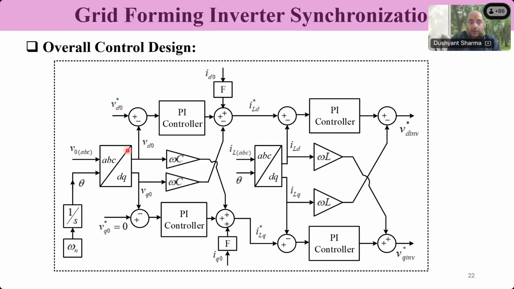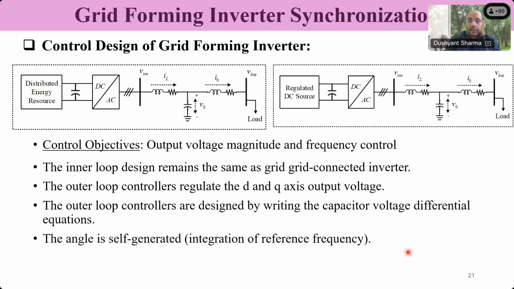We will have the D axis output voltage and Q axis output voltage. One of them we try to make 0. PI controllers will give us the D axis current reference and all those things. What we eventually get is VD inverter and VQ inverter, which is the inverter terminal voltage. And from this, we can again calculate the modulation index that we require.